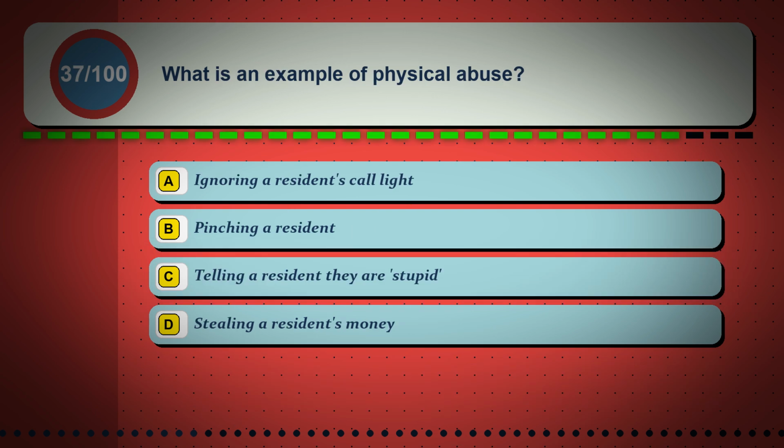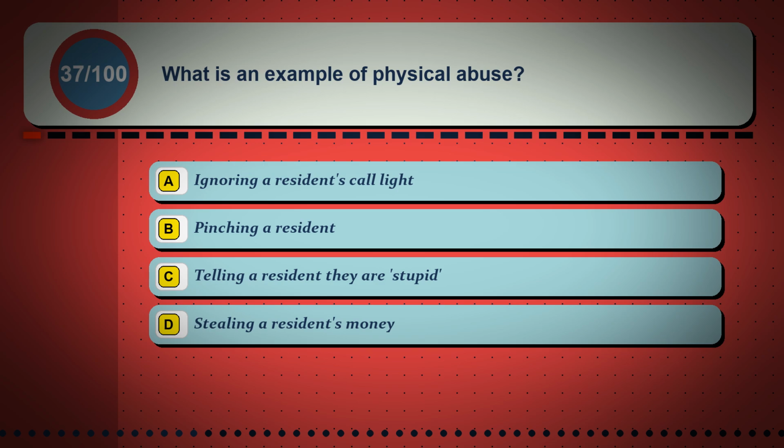Question 37. What is an example of physical abuse? Option A. Ignoring a resident's call light. Option B, pinching a resident. Option C, telling a resident they are stupid. Option D, stealing a resident's money.